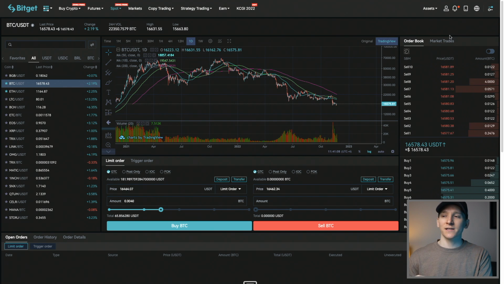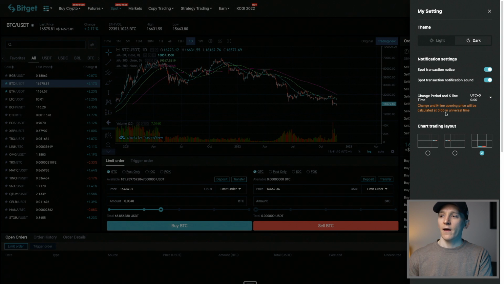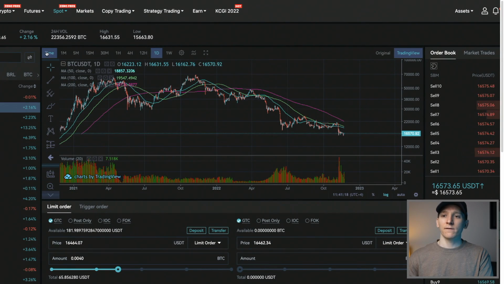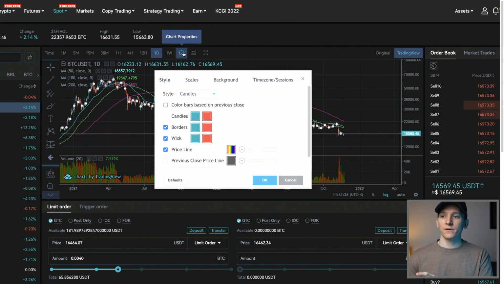Now you can change this layout around if you go to settings, and then you can choose the chart layout. I'm going to keep it on this one for now. You can choose dark or light as well. But we have the chart right here. So what we can see is the time aspect of the chart, and definitely candlesticks as well. So we can change all of this. If we go to chart properties, you can change all of this to whatever you want in terms of the colors and the candlesticks, and the style as well.